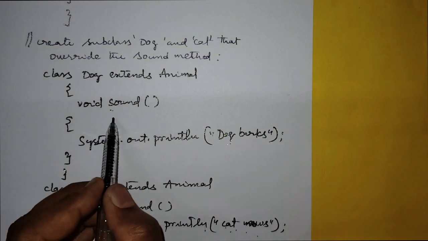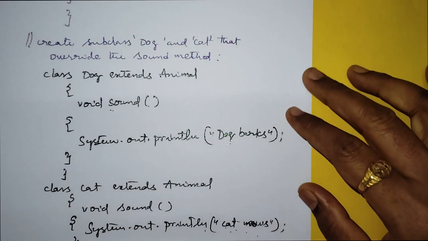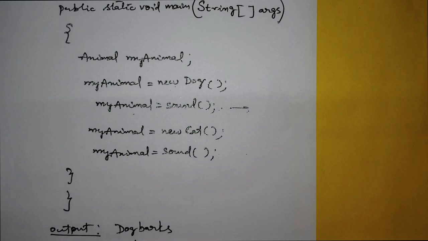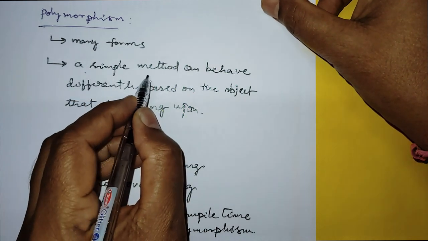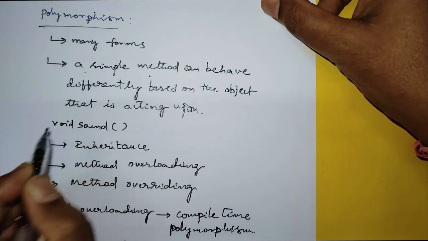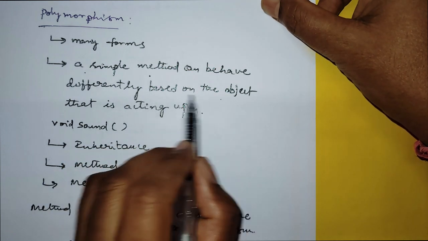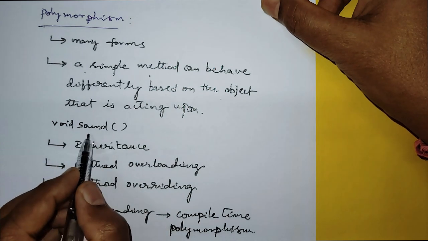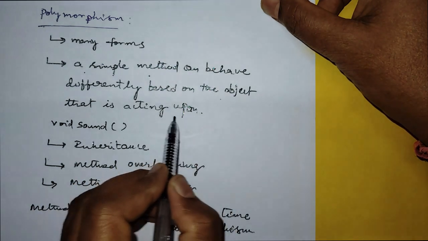Okay, here we used the concept of polymorphism. The sound method here is the void sound method. Coming back to the definition of polymorphism, we can understand it this way: a single method, here the simple method sound, the void sound method in the program, can behave differently based on the object that is acting upon it.